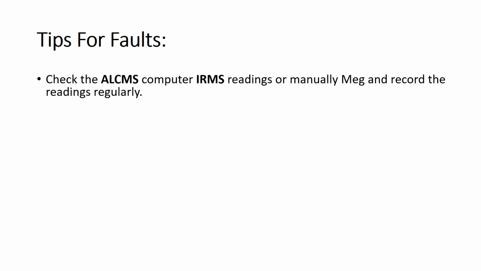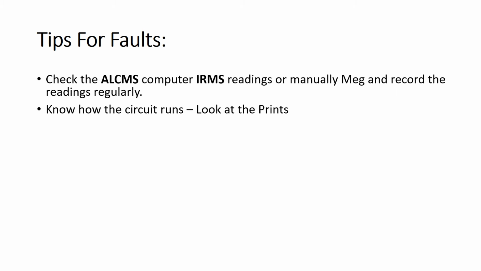So here are some tips for finding faults. First, check your ALCMS computer or manually meg and record readings regularly. This will help you to see trends and events which can give you clues to what type of fault you're looking for. Next, know how the circuit runs. Look at the prints. Take them into the field with you if necessary. It's going to make it much less confusing for you if you know exactly how these wires are run.